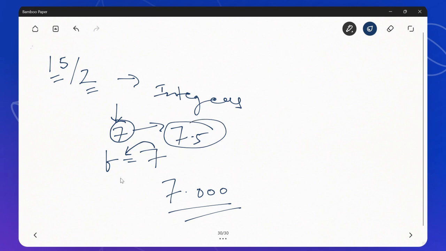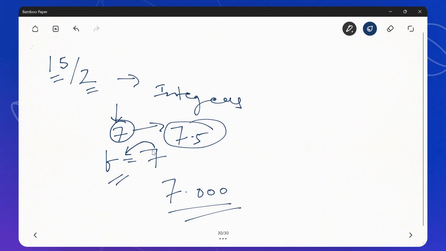Majority of you think that when we are assigning a value to a float variable, it will change to float. It will change to float, yes, but 7 will change. You cannot change 7 into 7.5. Integer divided by integer gives an integer only. So the result remains 7.00, not 7.5.